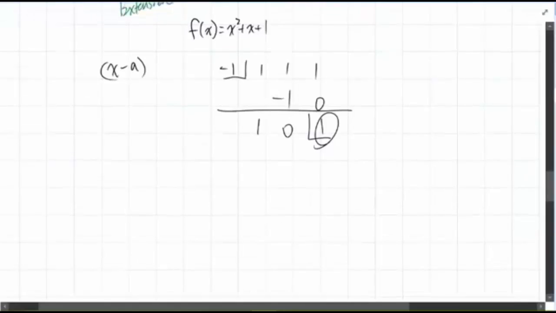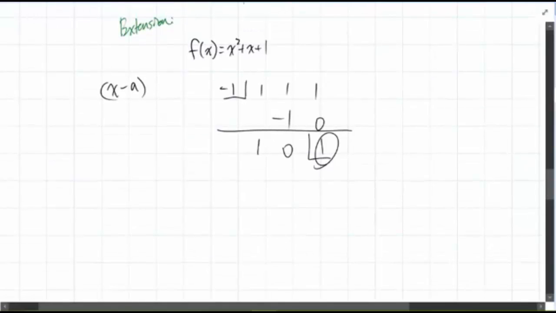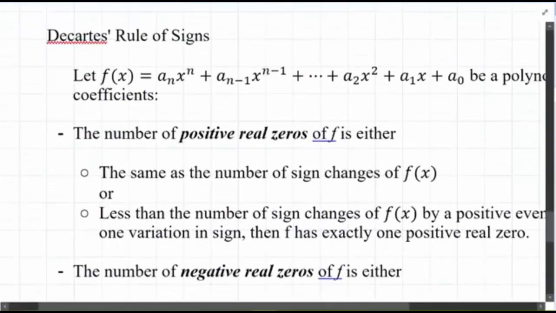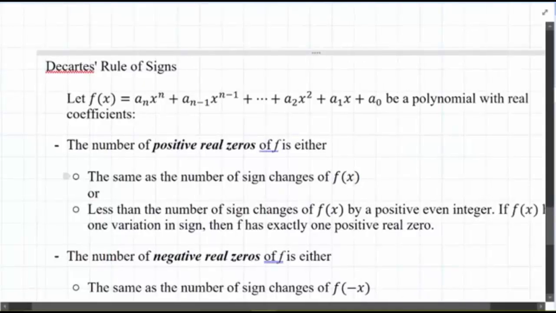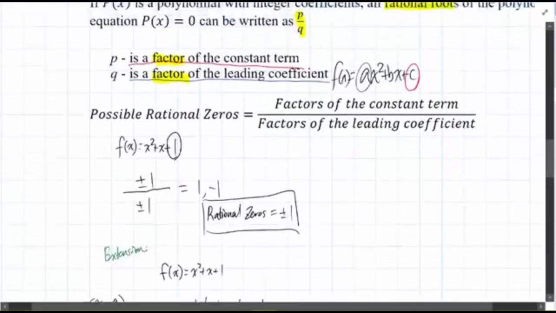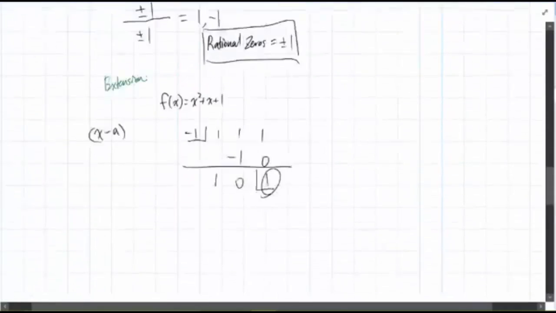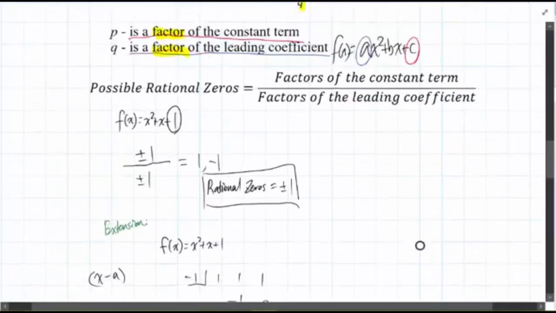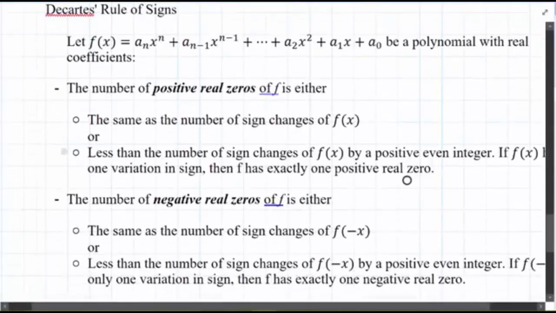And what would be another way to do this? Another way would be Descartes' rule of signs. Descartes' rule of signs mostly works with this formula. I'm going to cover Descartes' rule of signs in the next video.